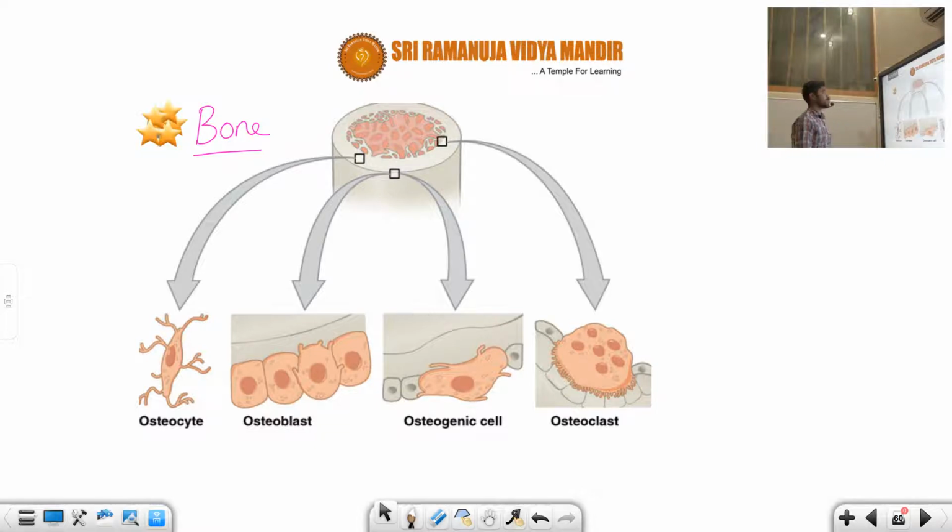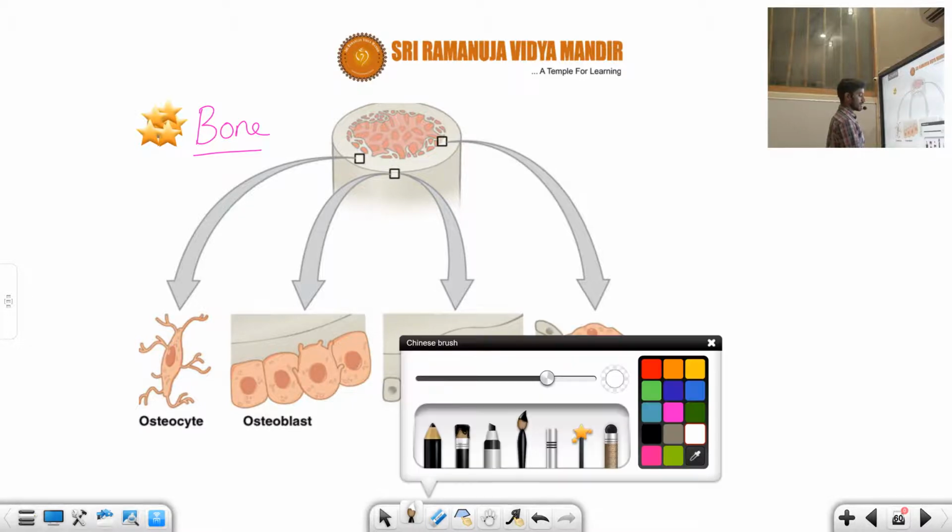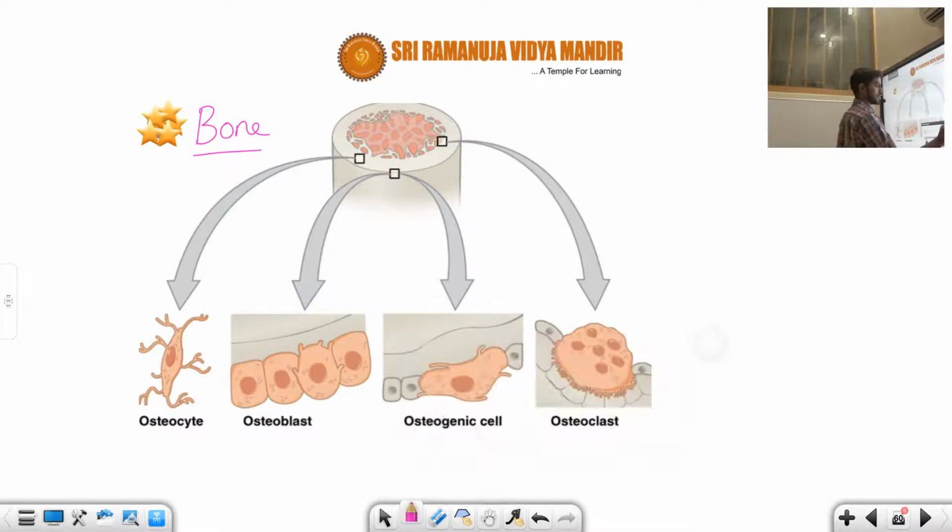So see, students, this is about the bone, right? This is the TS, the transverse section, of mammalian bone. If you observe, there is a circled part. You can see the circled part, there is some special part here. Now the first circled part you can see is called the osteocyte.